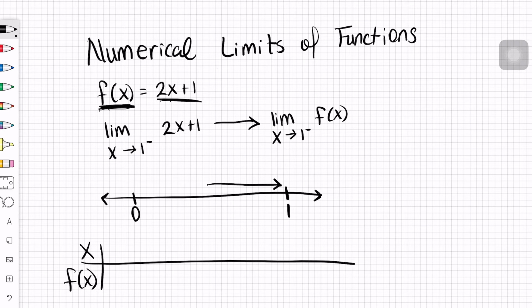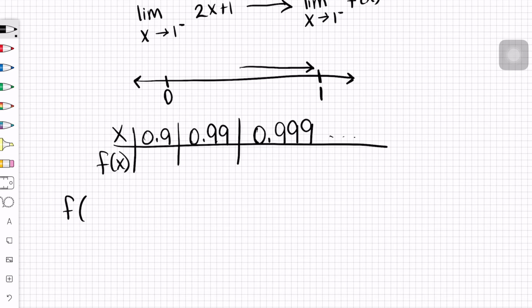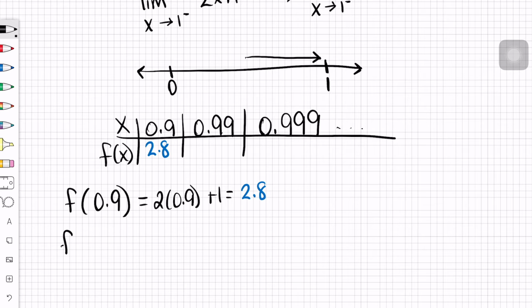So I may start at 0.9, and then I could go a bit further and do 0.99, and then 0.999. And as I said before in previous videos, you could continue that pattern as long as you want. What you would want to do is take these values and plug them into your function. So in this case, that would give me 2 times 0.9 plus 1, and that would give me 2.8. All right, and we're going to do the same for each one of these.